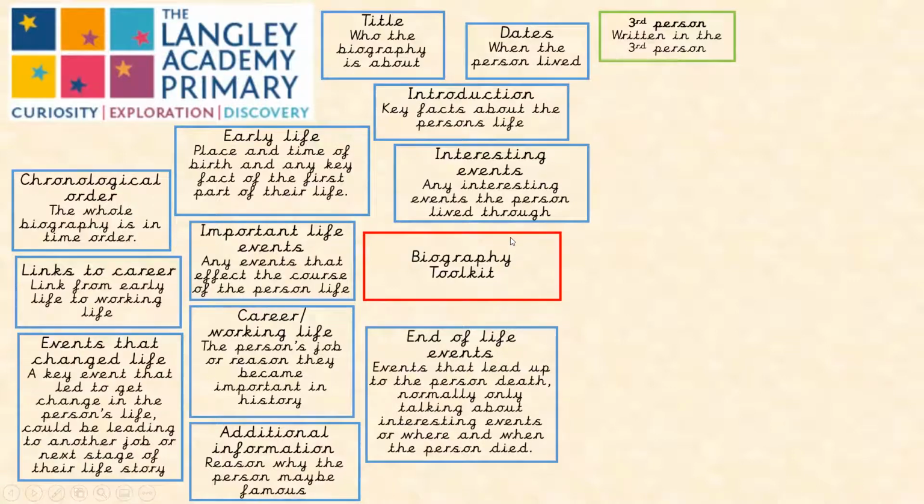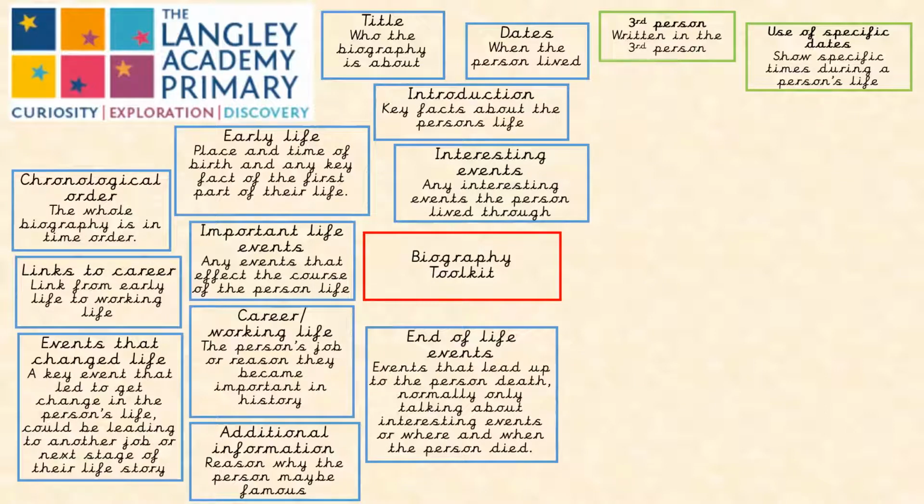Remember, the biography is written in the third person. And when you're writing it, it's useful to think about using specific dates throughout it. This helps people think about the chronology of your biography and lets them know where and when things happen within their life. It's all written in past tense.